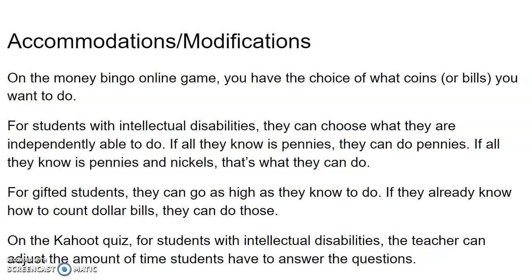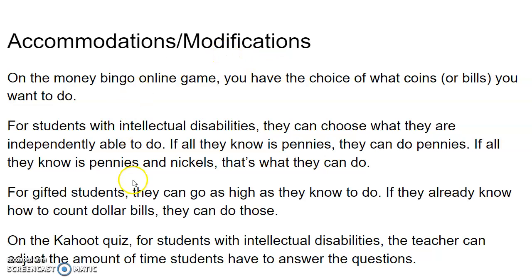For the students with intellectual disabilities or the ones that are just below level, they can choose what they're independently able to do. If all they know is pennies, then that's fine. I don't want this to be a discouraging thing. This can be kind of fun, just a brain refresher before their summative assessment.